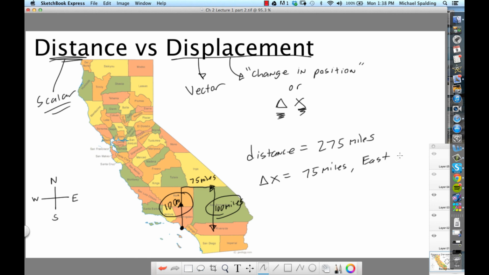So the thing to remember, to make this real easy, displacement only cares about the starting point and the ending point and the shortest distance in between. What's the shortest distance between the start and the end? 75 miles. And which way is that? East. Okay? So displacement's vector, distance is scalar.